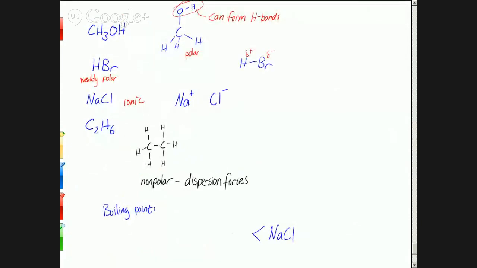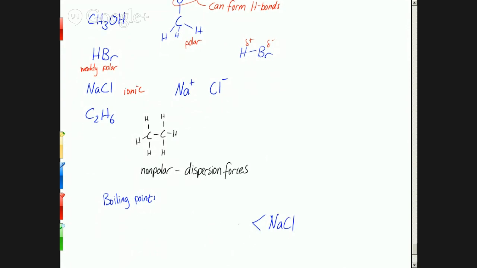What's the next highest boiling point? CH3OH. Okay, why? Right, it has those next strongest forces. Then what? HBr. Probably HBr. And finally, C2H6 with the weakest forces.